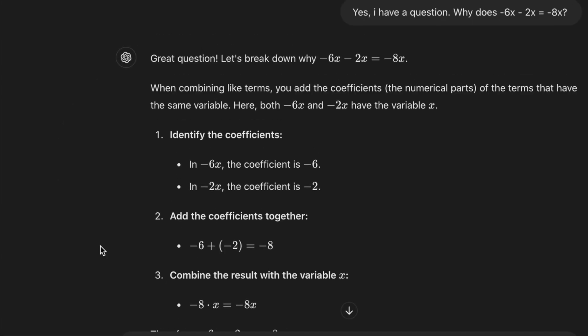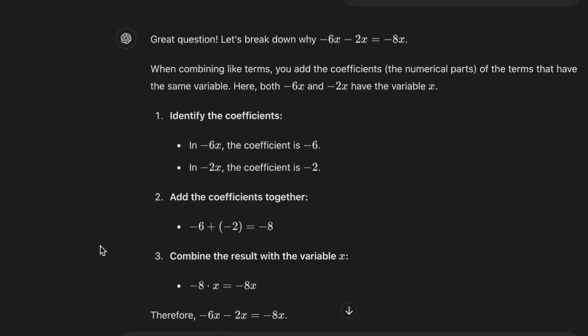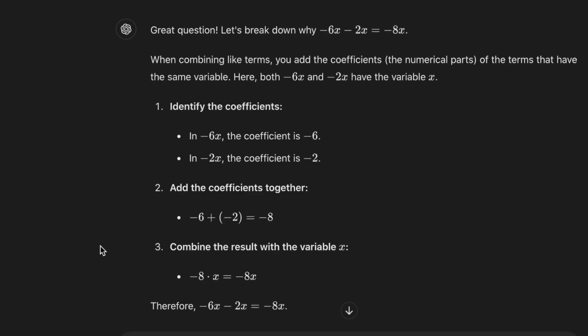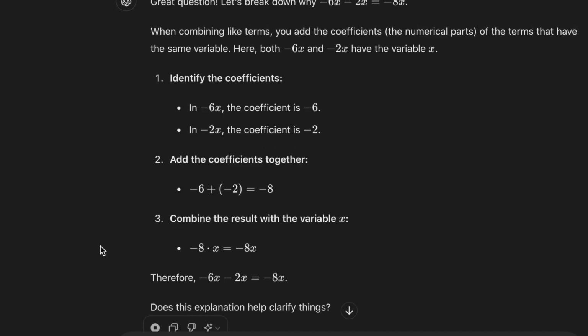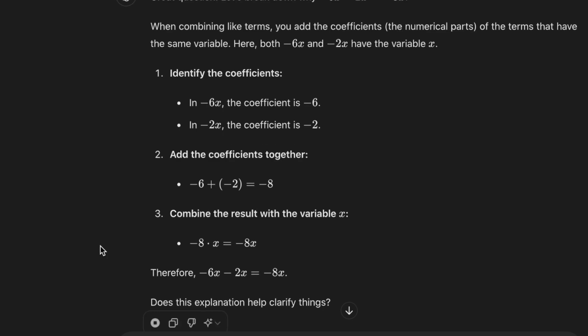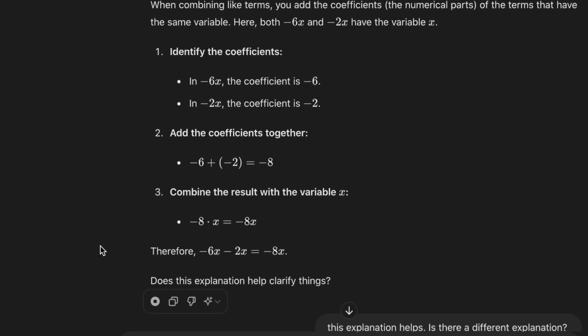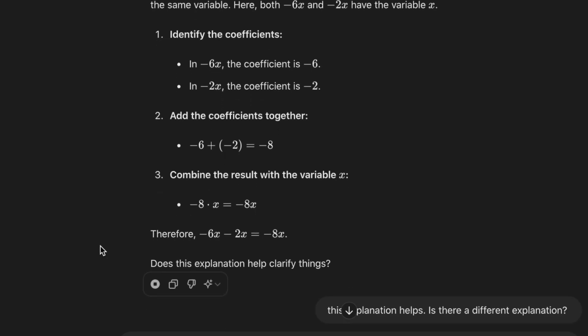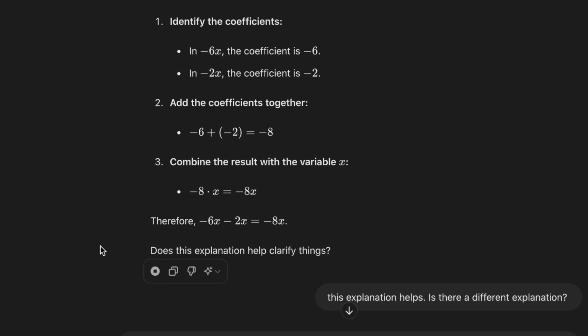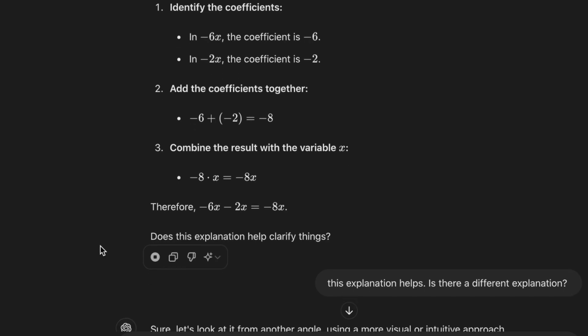Great question. Let's break down why negative 6x minus 2x is negative 8x. When combining like terms, you add the coefficients, the numerical parts of the terms that have the same variable. Here, both negative 6x and negative 2x have the variable x. 1. Identify the coefficients. In negative 6x, the coefficient is negative 6. In negative 2x, the coefficient is negative 2. 2. Add the coefficients together. Negative 6 plus negative 2 equals negative 8. 3. Combine the result with the variable x. Negative 8 times x equals negative 8x. Does this explanation help clarify things?